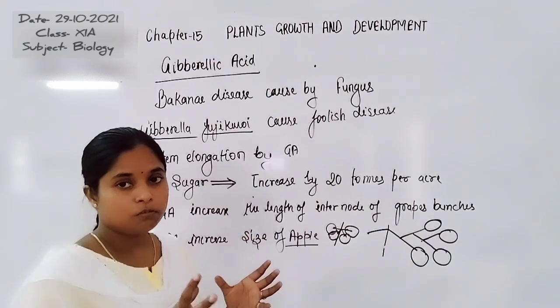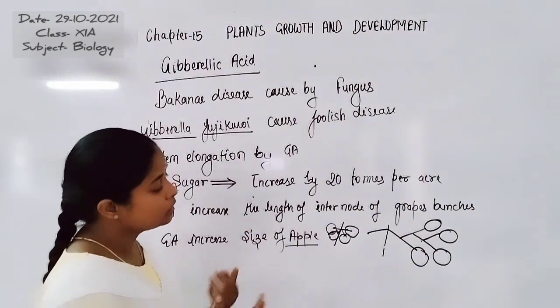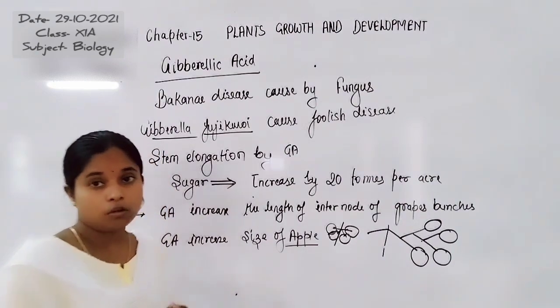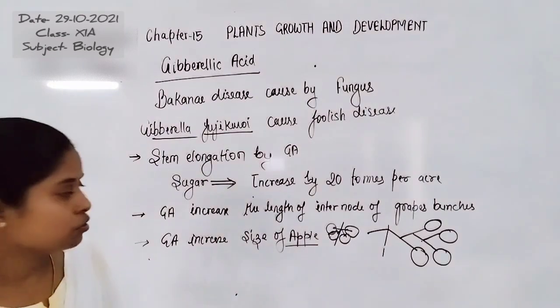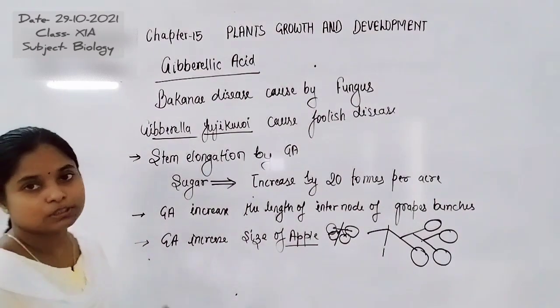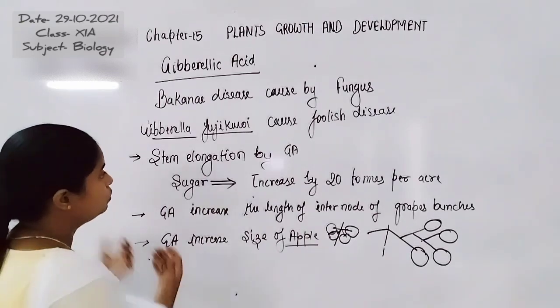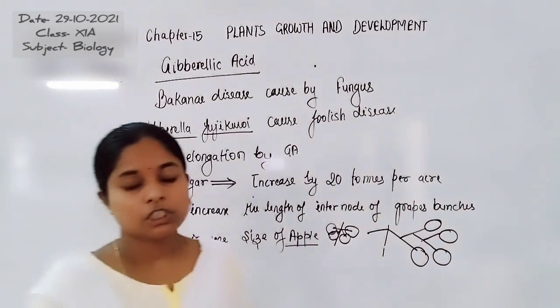If they have less space for growth, they do not increase in size. The elongation of apple is also done by gibberellic acid. So students, here is the overall picture about gibberellic acid. Now let us discuss cytokinin, which is next.